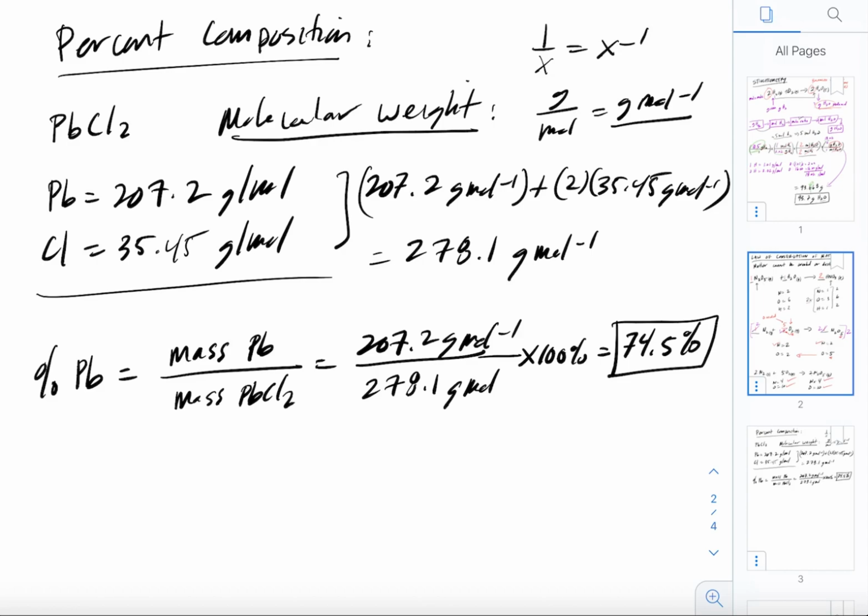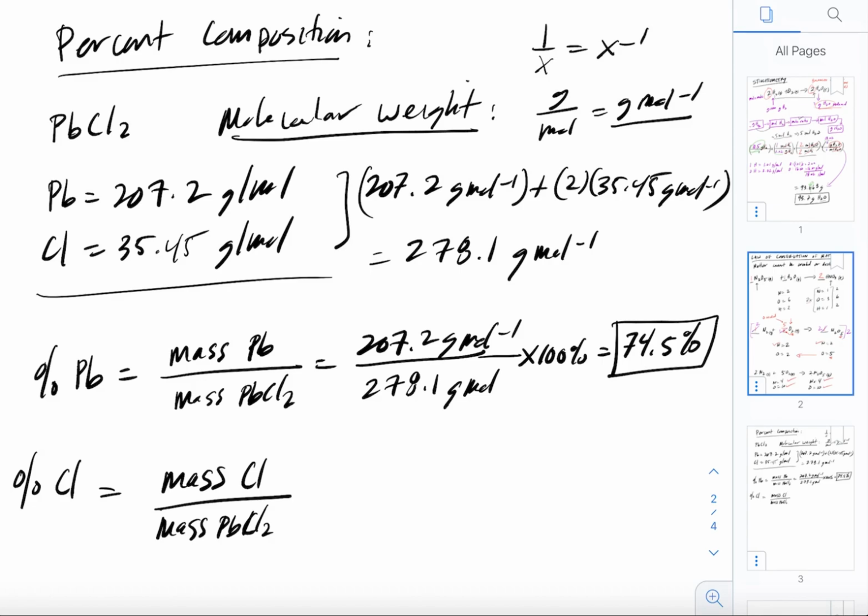Now I just put 74.5%, that's fine. I could stop here if I was running short on time. Because I only have chloride besides lead, anything that isn't lead should be chloride, so we could just subtract 74.5 from 100 to determine the percent of chloride. But for the point of instruction, we're going to calculate it out and prove our point.